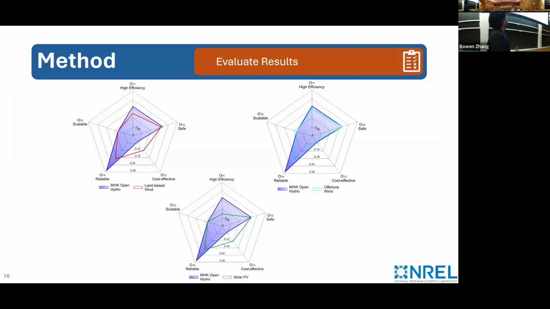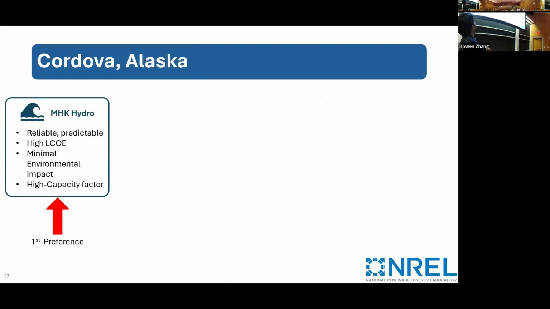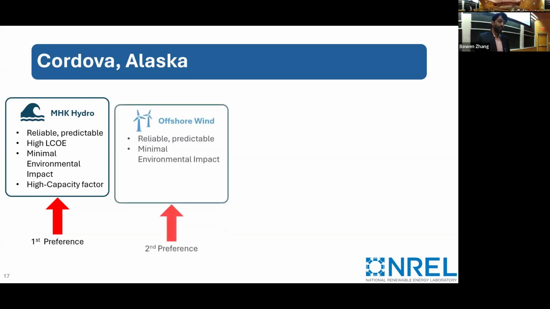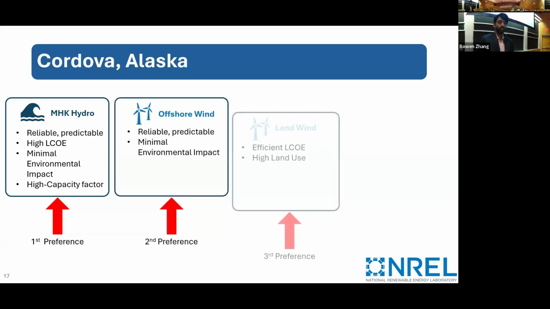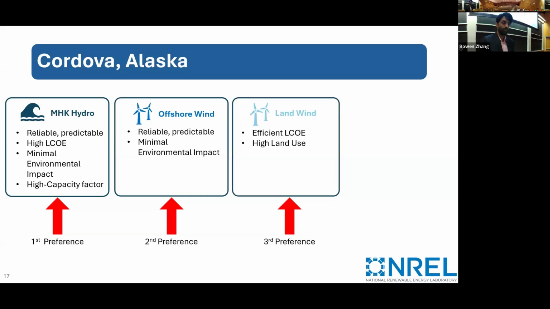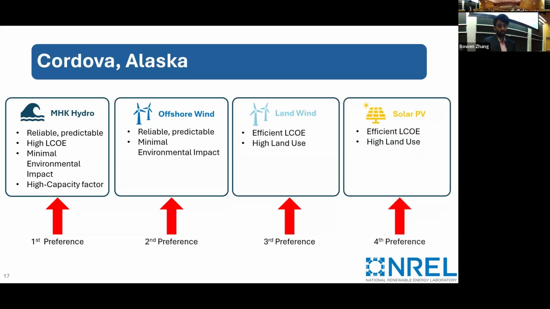So when you compare all of these results with respect to the first preference given by the framework, you can see how it fulfills all of the major objectives of the technology. The framework gave the first preference to marine hydrokinetics, the second preference to offshore wind, the third to land-based wind, and the fourth to solar PV.